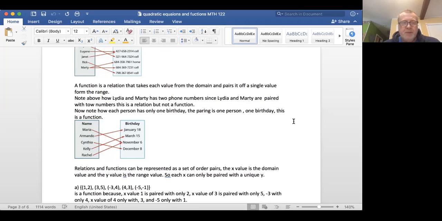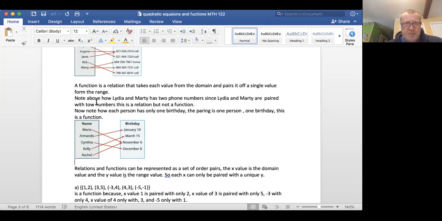A function is a relation that takes each value. Now here's the difference. Each value from the domain is paired with a single value in the range. So above here, when we saw Marty, see how Marty's attached with two different phone numbers? That can't happen when you have a function. Marty can only have one phone number.